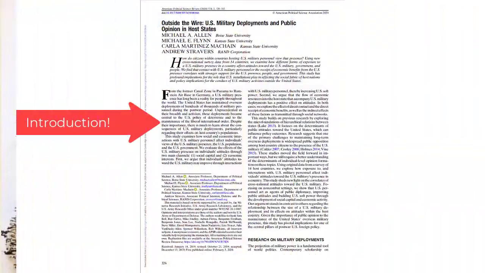Tip number two. Read the introduction. Again, a somewhat obvious point, but it becomes a little bit less obvious after this. The introduction is kind of like an expanded abstract. The abstract is usually about 150 to 200 words, but the introduction can be two or three pages, maybe more depending on the article. And it really expands on everything that you're going to find in the abstract.